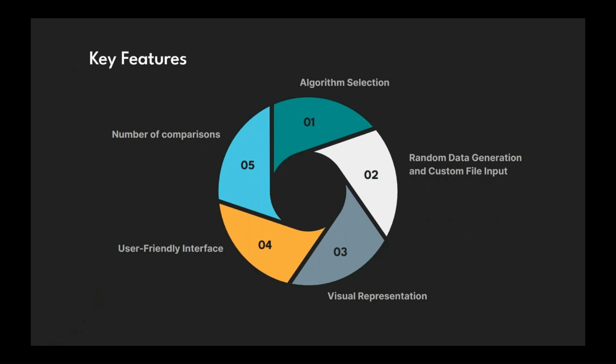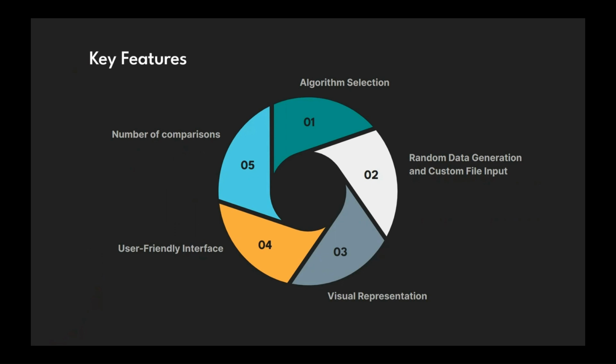Coming to the key features. The following key features will be included in our sorting visualizer. The first feature is algorithm selection. The sorting algorithms that I just mentioned will be available to the users for visualizing the sorting process. A drop-down will be displayed from which users get to select the algorithm that they would like to visualize.